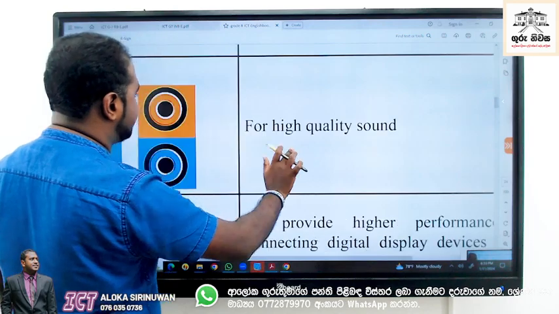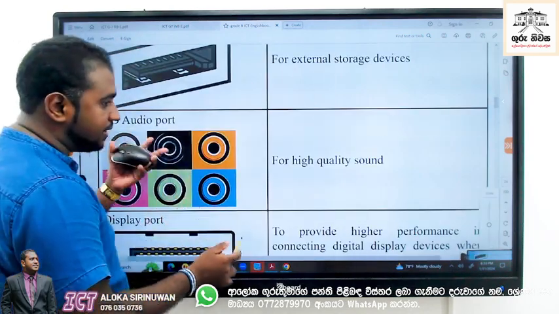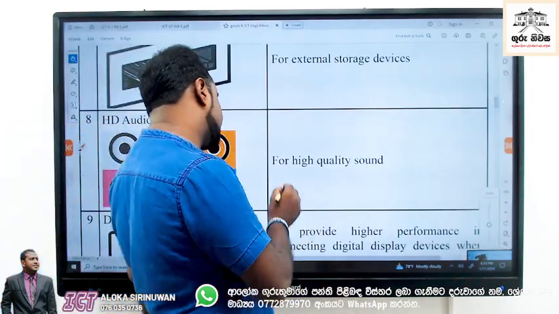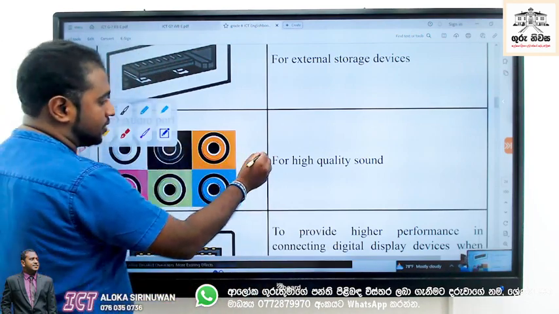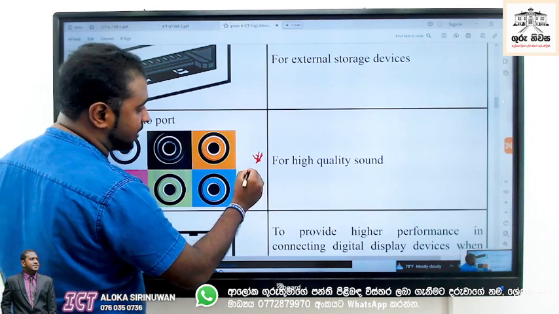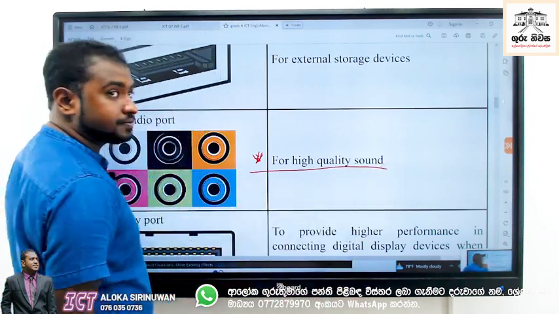Write under the HD port. First point, for high quality sound. Put a star mark and write, for high quality sound.